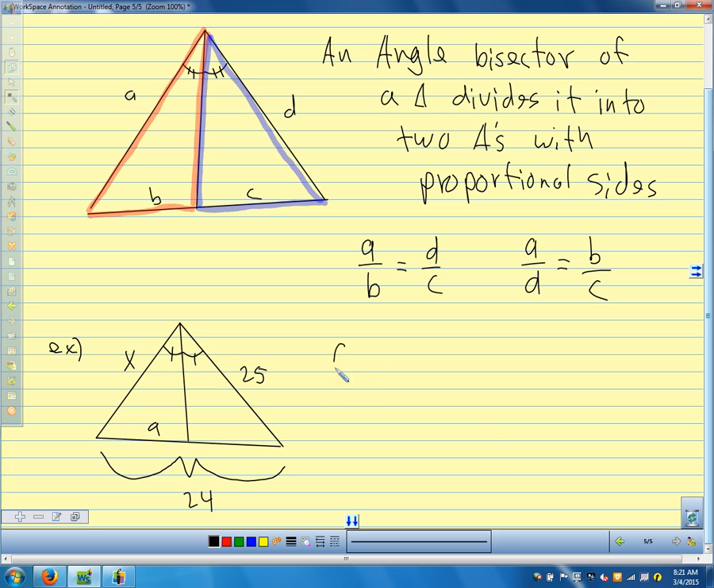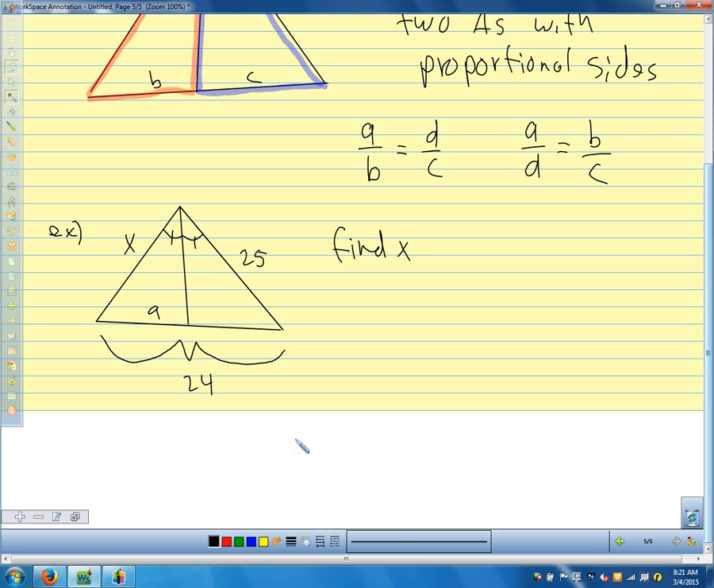All right, and the problem says find x. Is that an A or a 9? That is a 9. There we go. That look better? All right, so how are we going to set this one up? Angle bisector. So our two triangles are divided proportionally. If it helps you to separate them, highlight them. Draw some lines on them to show you what triangles you're looking at. There are my two triangles.